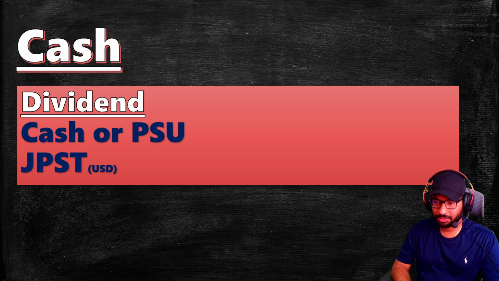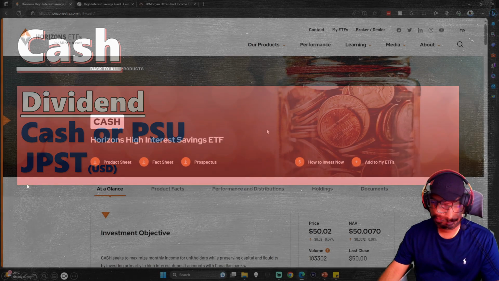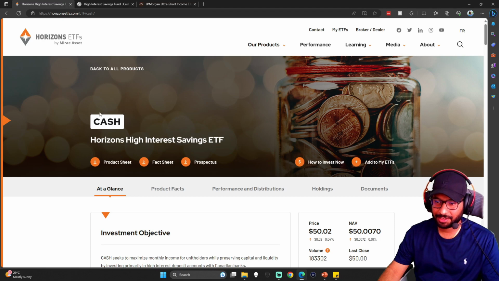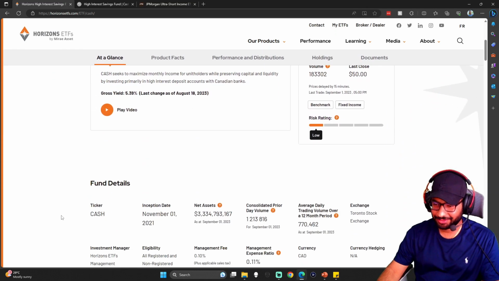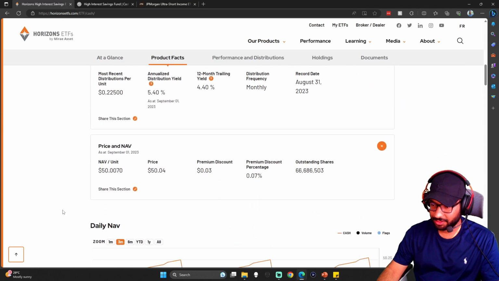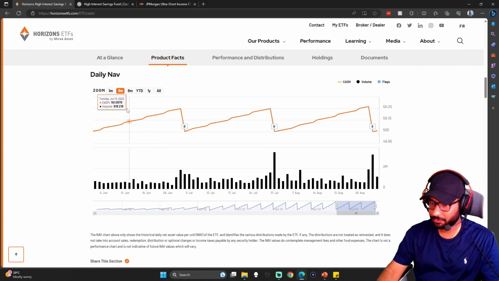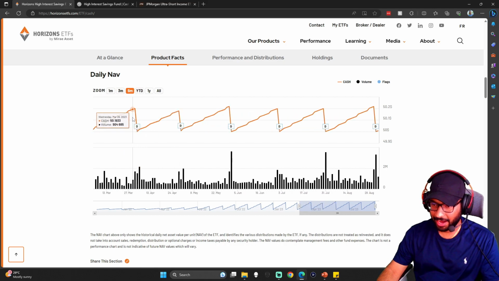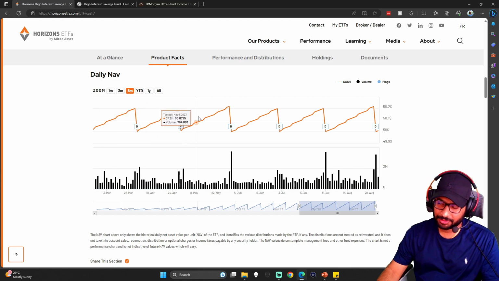So let me show you these ETFs on the website here. All right, so the first one is the cash, the ticker name CASH from Horizons. Actually, the sector is cash and the ETF name is also cash. As you can see, one of the interesting things I like to show you is the performance of NAV. It's consistent though. Look at that. At the start of the month it starts at $50.01, and by the end of the month it goes to 50.20 and then drops again. So the price remains between 50.10 and 50.20, and it gives you 5% yield.